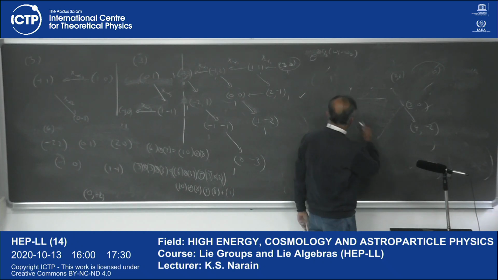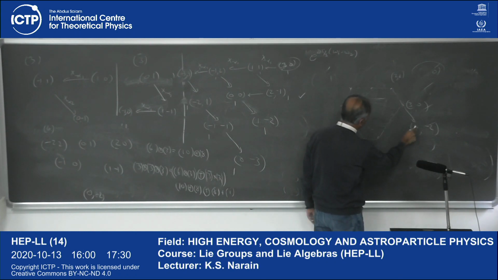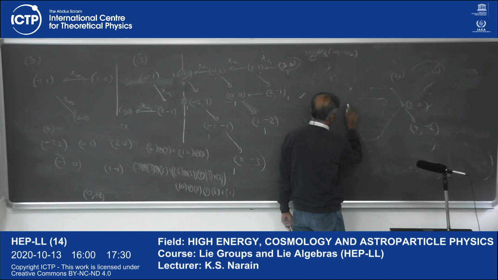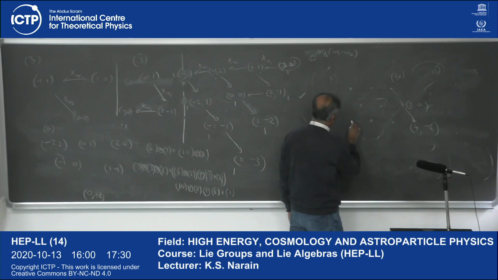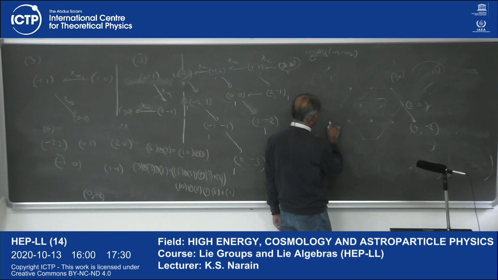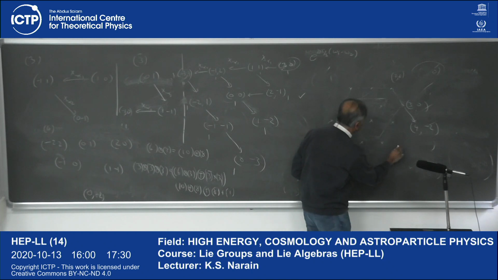Is it 4? Yeah, 4, correct. So it is spin 2. You see now, there will be an element here, an element here, and so on, and one here. Because this is spin 2, there should be 5 states here, and this goes like that. So this picture is very nice.